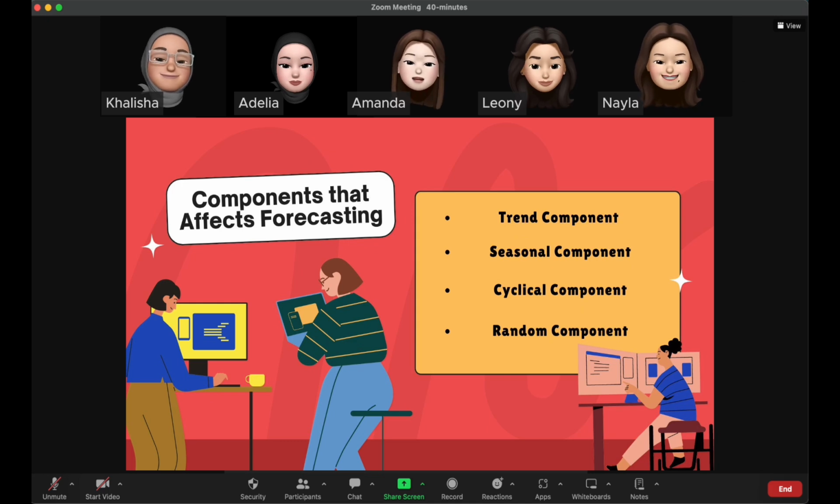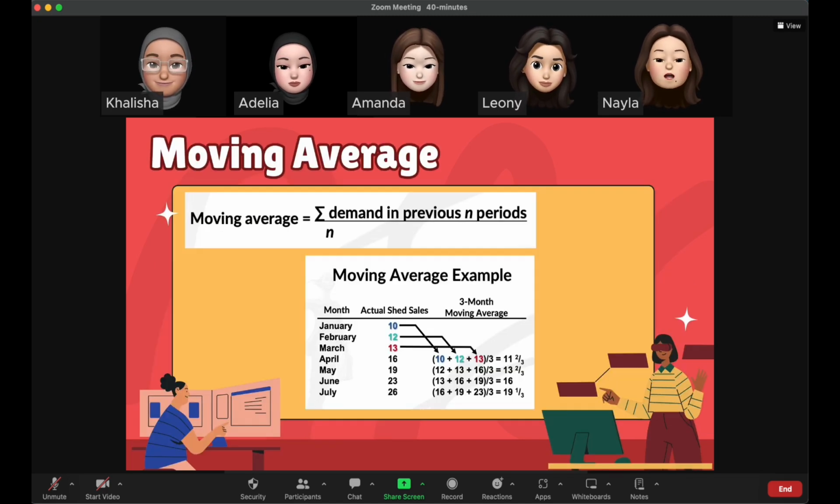Great job. Now let's all move on to the calculation part of quantitative forecast. Miss Nala will take over and explain it to you all. Hello everyone! Now I will be explaining some of the methods used in forecasting.